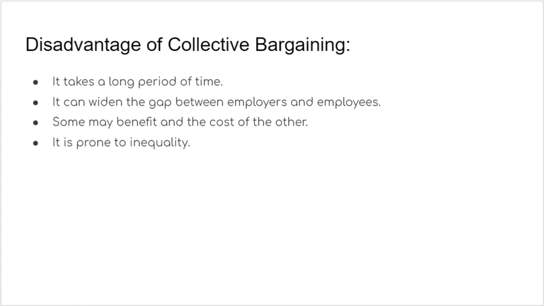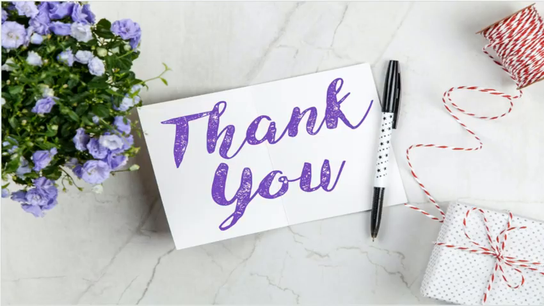And so this was collective bargaining. We know that it was a concept put forward by Sidney and Beatrice Webb in 1891, and we learned about the process. There are 5 stages. We learned about the advantages and disadvantages.